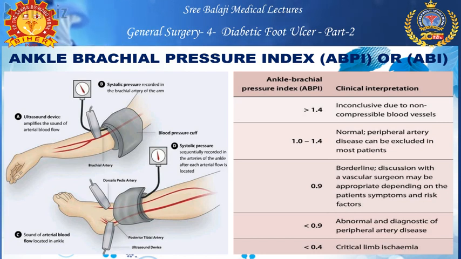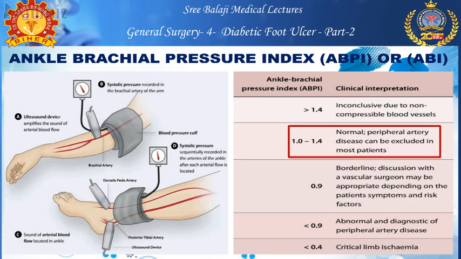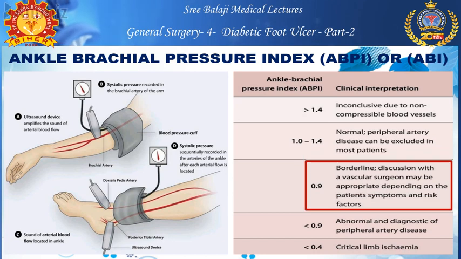Any patient who has an ankle brachial pressure index more than 1.4 is non-occlusive due to non-compressible blood vessels. These patients have to undergo another test called toe pressure monitoring. Those patients who have an ankle brachial index between 1.0 to 1.4 have normal peripheral arteries, and patients between 0.9 to 1.0 indicate borderline peripheral vascular disease involvement, which needs a vascular surgeon opinion to identify the other risk factors.